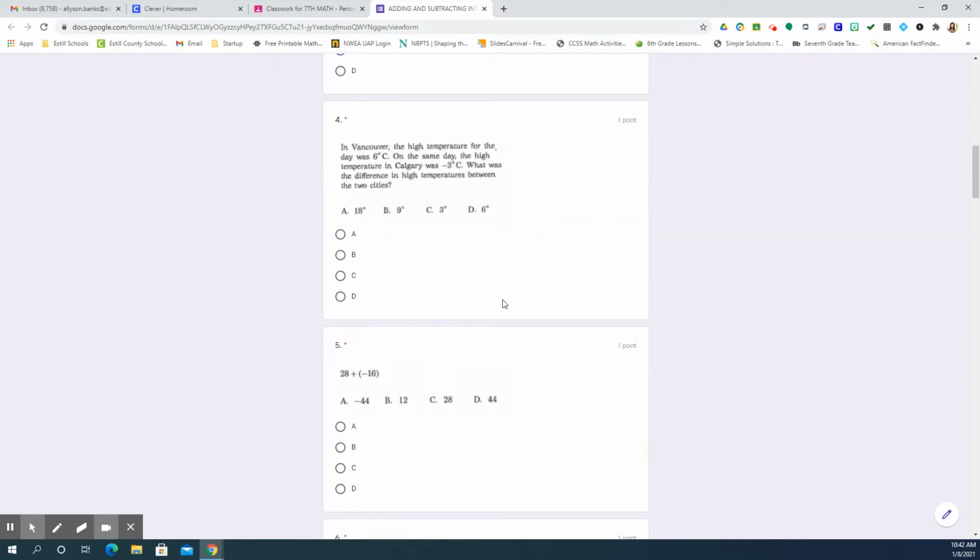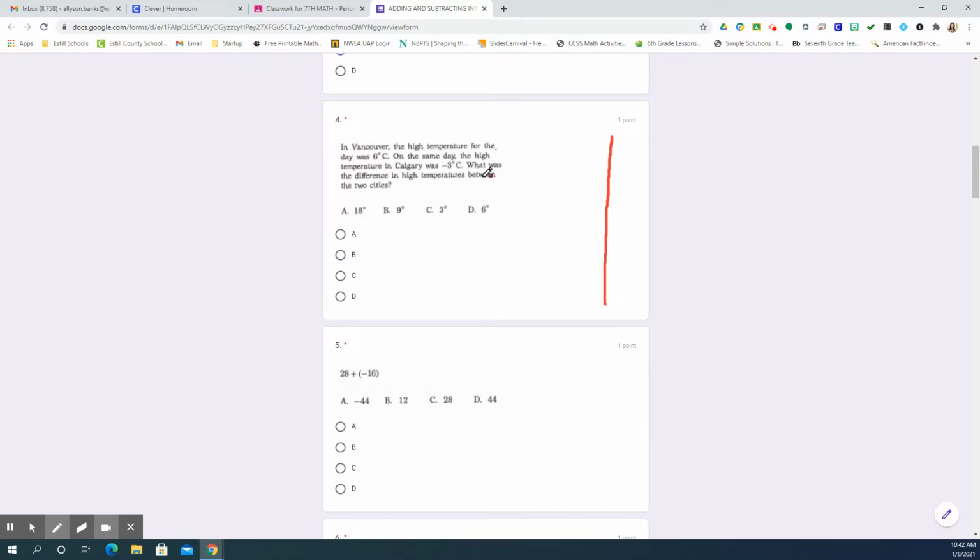Question number 4, in Vancouver, the high temperature for the day was 6 degrees Celsius. On the same day, the high temperature in Calgary was -3 degrees Celsius. What was the difference in high temperatures between the two cities? Okay, so anytime you see a question that talks about distance, like altitude or elevation, or a temperature question, the first thing that should come to mind is to draw a vertical number line. That's just a number line that goes straight up and down, just like a thermometer.